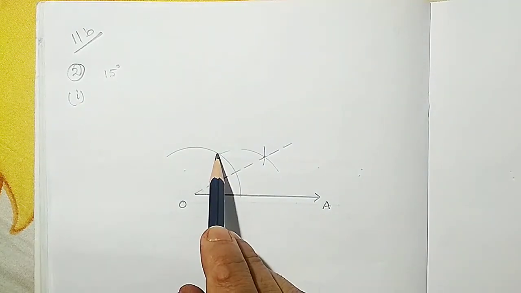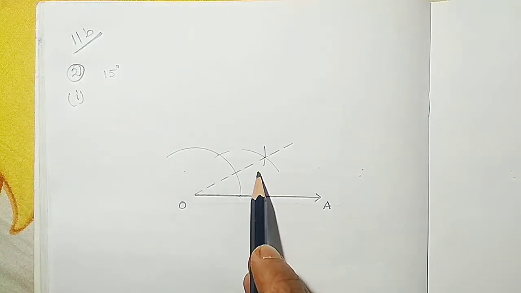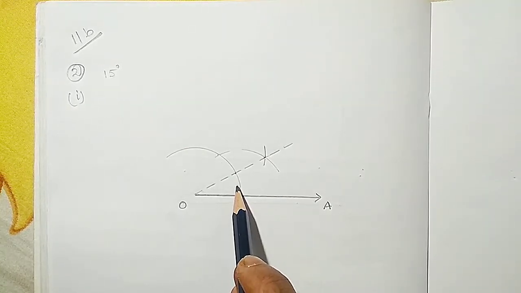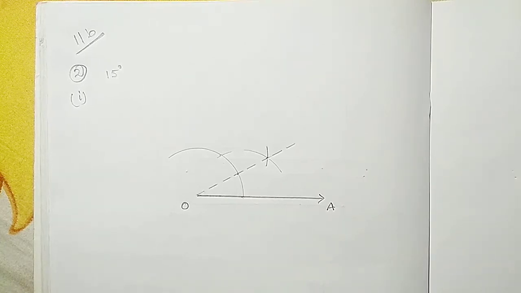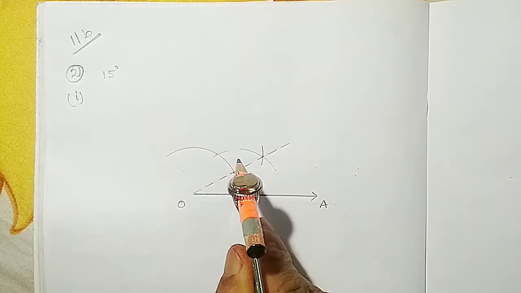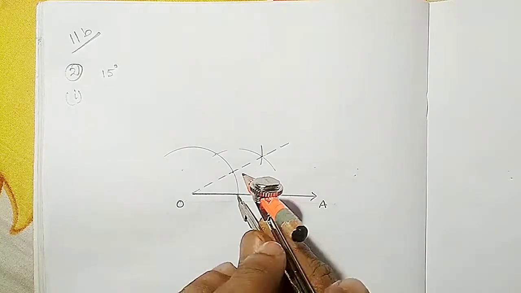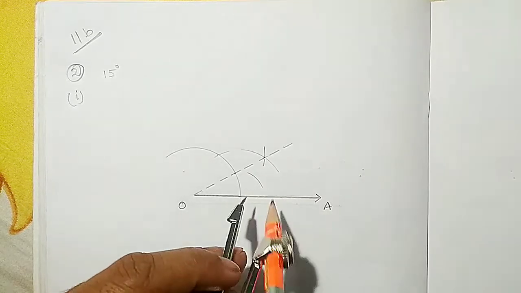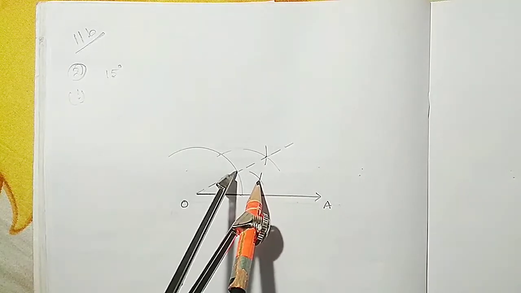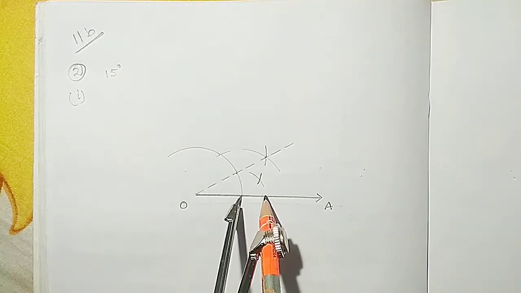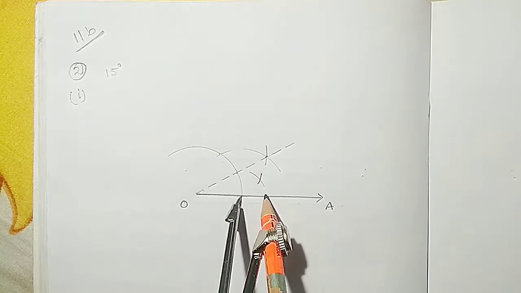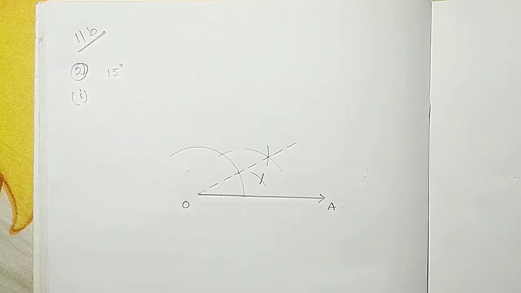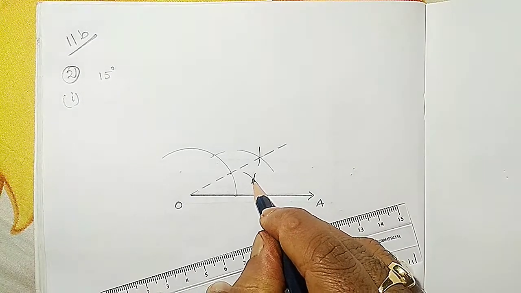Clear? Because up to this much is 60 degrees. I have bisected this one. So from here up to this much, this angle is 30. Now we have to bisect 30 again to get 15. For this, we have to place the compass here, and after placing the compass, we have to draw one arc here. Similarly, again from this point, I have to draw another arc. Clear? First I have placed here, then I have placed in this position, because from here to here it is 30 degrees, and from here to here it is 60. After that, I have to join this point with this.